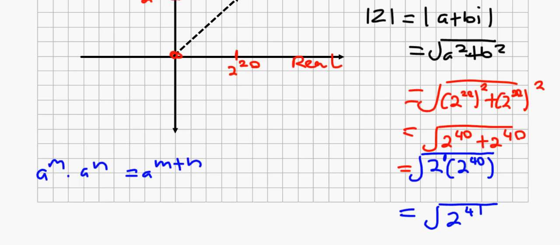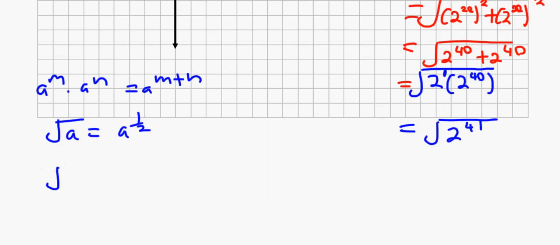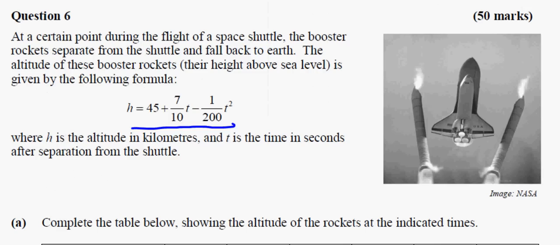And the next thing we've got to realize is the square root sign means a to the power of a half. And if there's already a power inside there, it's going to be a to the power of m divided by 2. And what that's going to give us is 2 to the power of 41 divided by 2. That's our answer, okay?